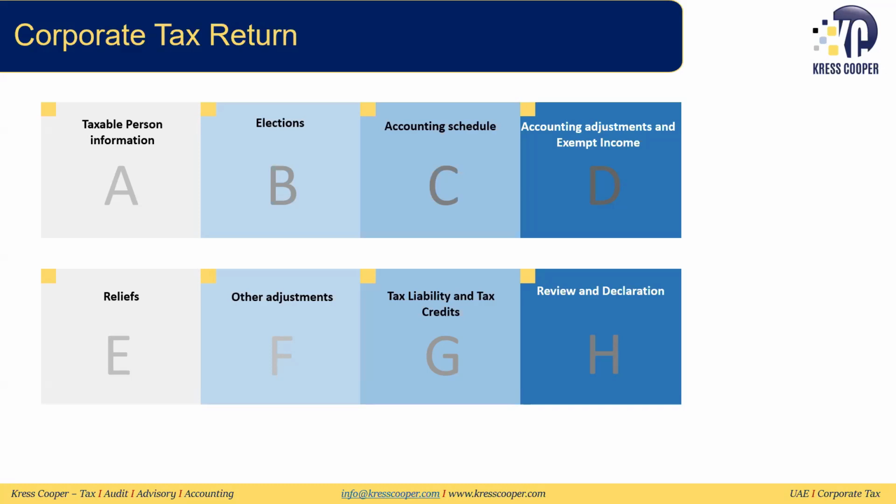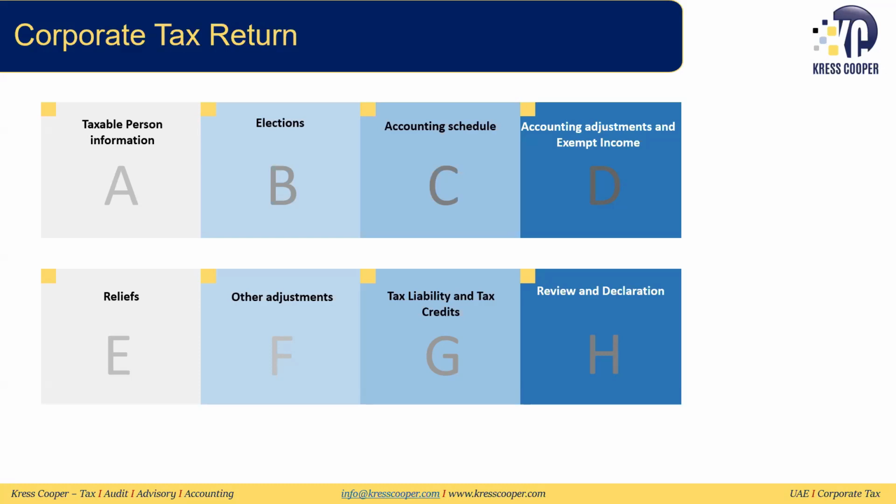Then we have the accounting schedule. This is the information that is flowing from your financial statements, the balance sheet, the income statement, and other schedules. Then we have the accounting adjustments and exempt income, where we take the accounting profit and then start doing the adjustments as per the corporate tax requirements, and we are excluding the exempt income. Then we come to the reliefs, where various reliefs are available, for example, the qualifying business relief or the business restructuring relief. If the reliefs are applicable to you, then this is the portion where we have to fill that.